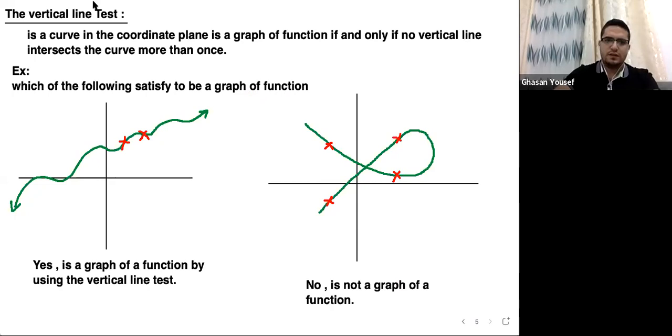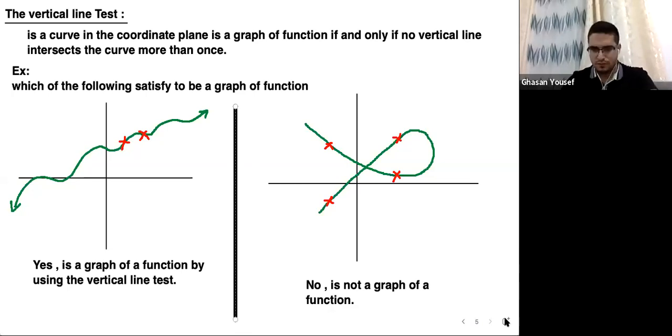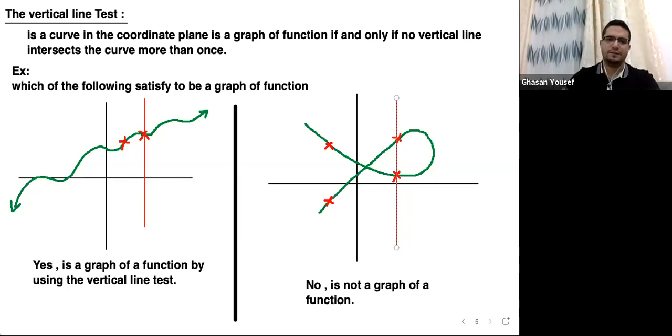Any question? Is it clear how we can check whether any graph is representing a function or not? Okay, I'm going to give you another example. Just to remind you, I'm going to write here the vertical line test, like this. I show you the curve, and here the line is crossing the curve at 2 points. Another example, example number 2.